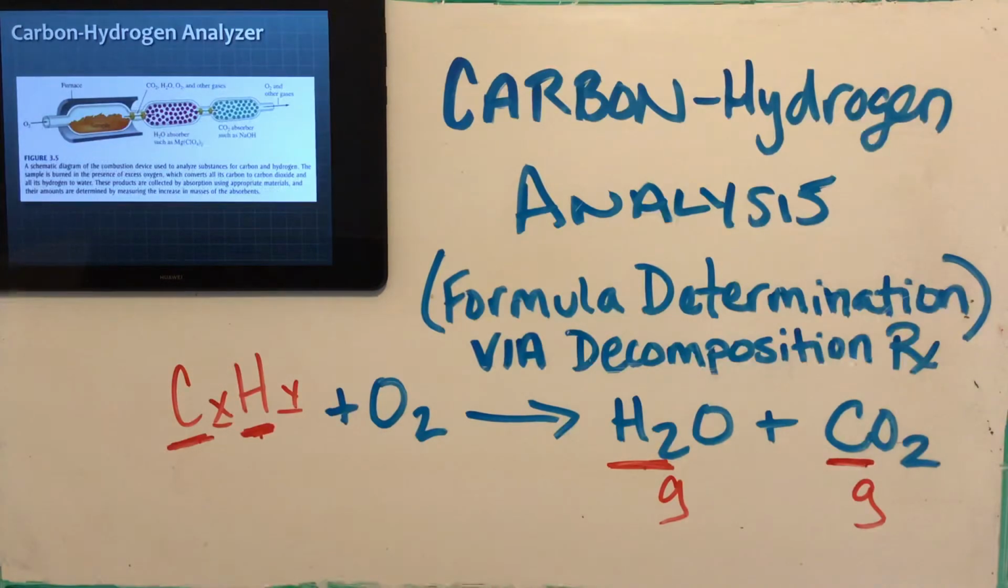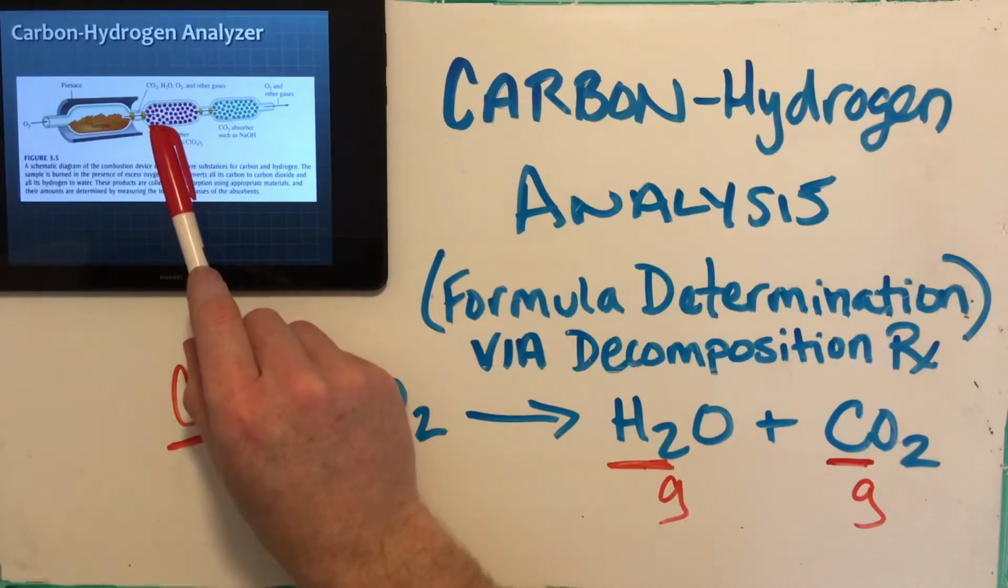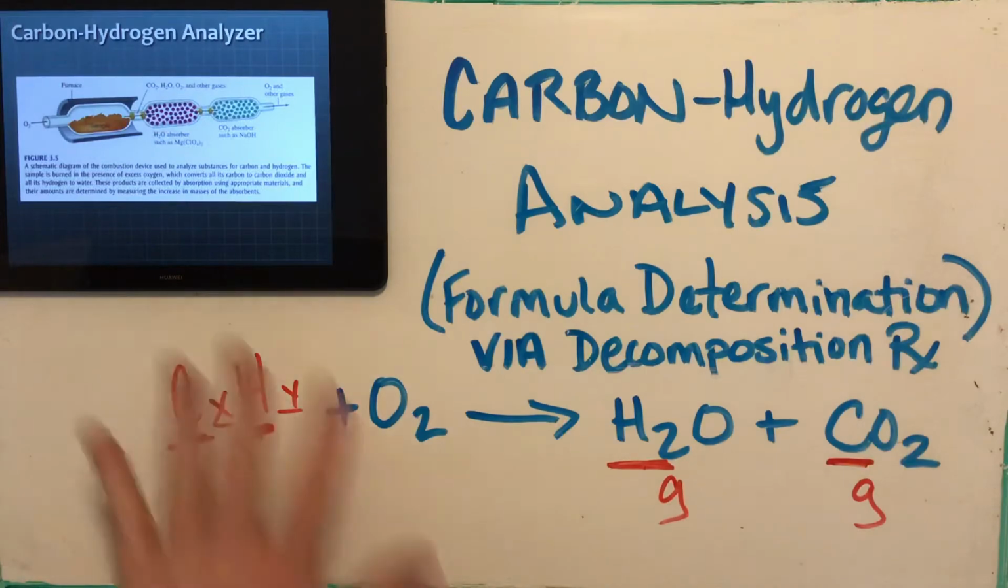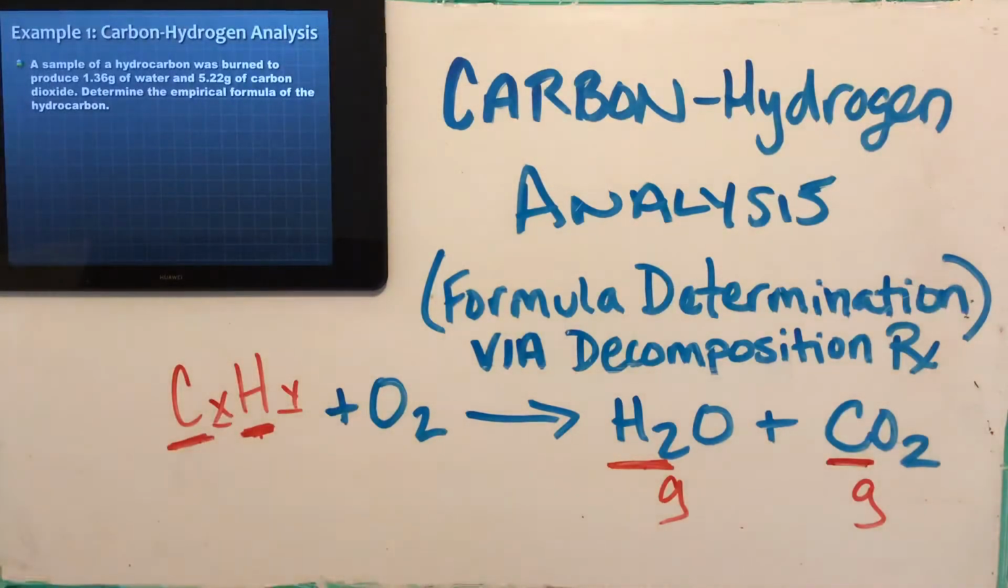All right? So it's a very simple apparatus. Sometimes what you'll see is an initial chamber here that has copper 2 oxide, and what that does is it turns the water vapor into a liquid so it can be captured a lot easier and absorbed. All right? But a very simplistic drawing right here of the carbon hydrogen analyzer. All right? So let's do a problem that uses this information.